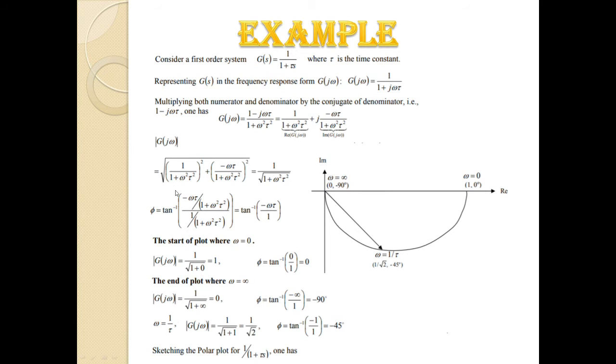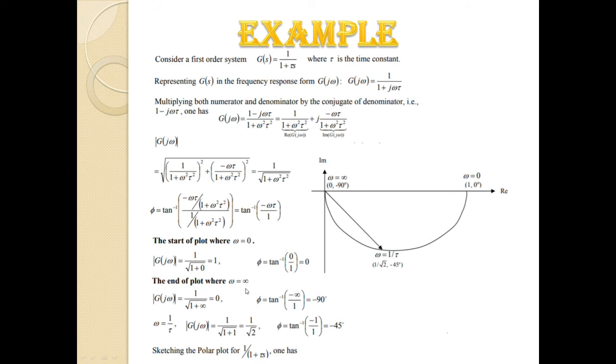So, for omega equal to 0, we need to calculate the magnitude and phase angle, as well as when omega is equal to infinite. When omega equal to 0, that means this starting point, if we put the value omega equal to 0, then we are getting the magnitude starting from 1 and the phase angle becomes 0. So, this one point is located on the 0 degree angle.